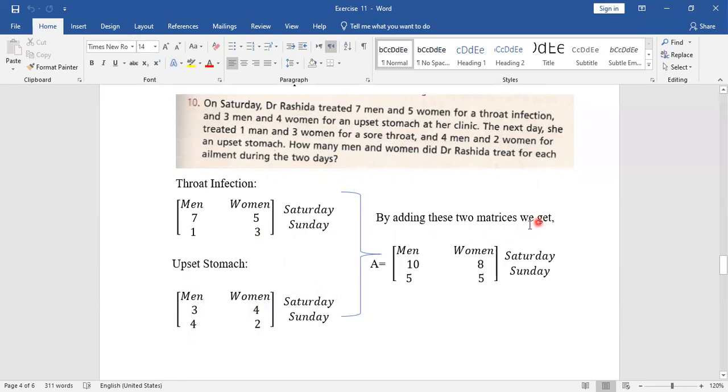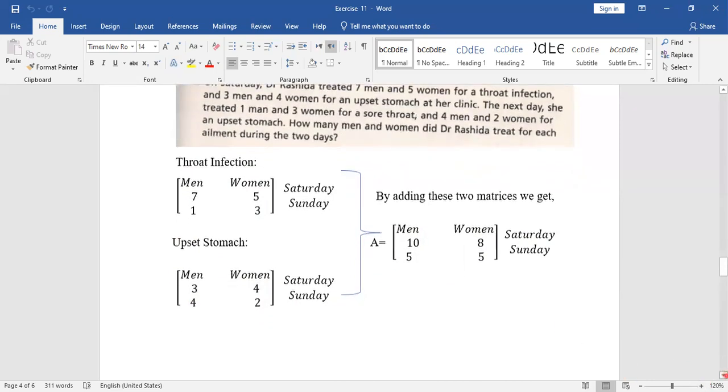By adding these 2 matrices, we get now 7 plus 3, that is equals to 10. 1 plus 4 is equals to 5. 5 plus 4 is equals to 9. And 3 plus 2 is equals to 5. Here 9 comes. So I hope you understand. The question is divided into 3 parts. First is related to the infection, throat infection. Other is related to upset stomach. And the third part is related to combination of these 2 ailments. Means addition.